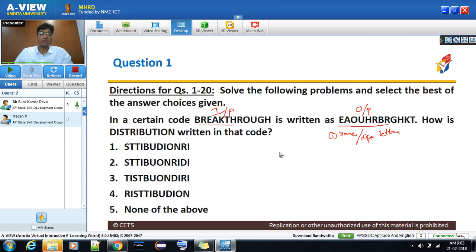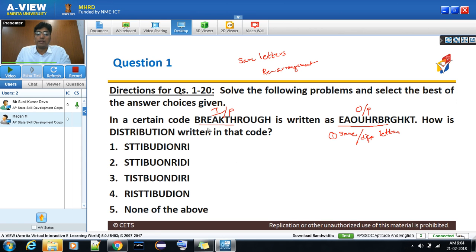Now this question is based on same letters. If the letters are same, we call this a rearrangement based problem. Rearrangement is the word that is used: the thing is coded by rearranging the various letters. Now, how did they rearrange?